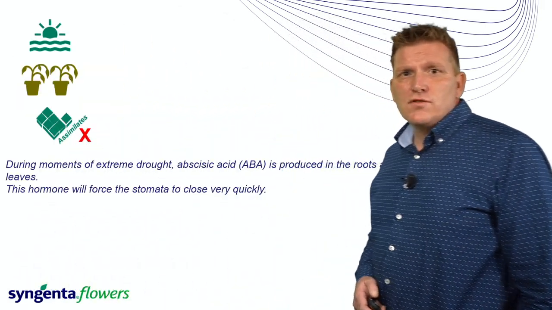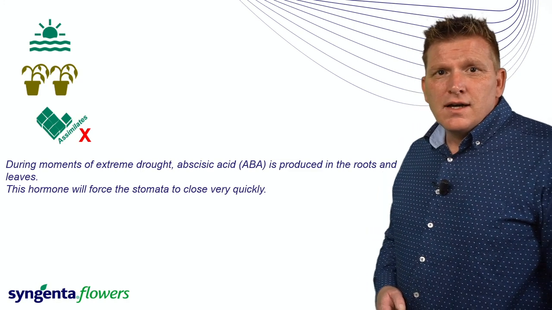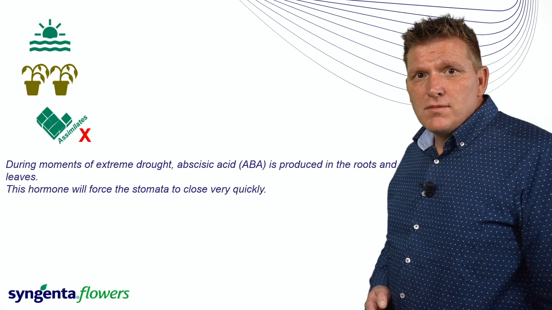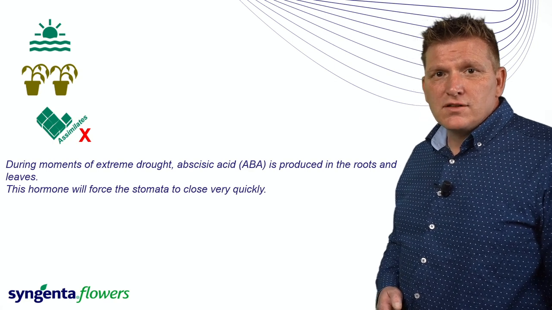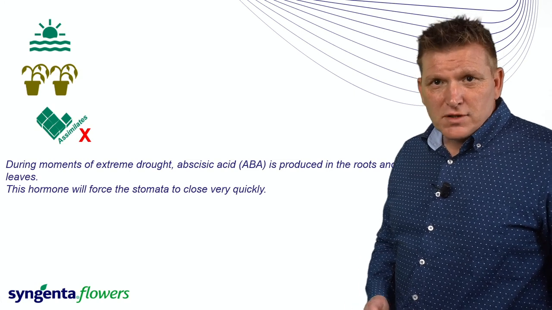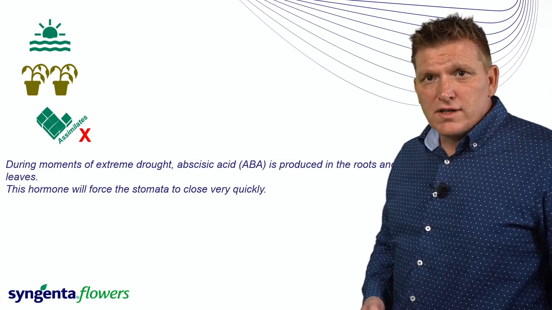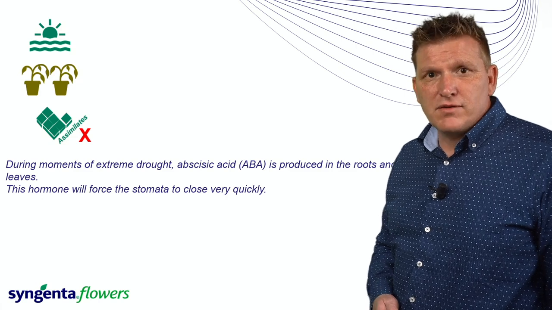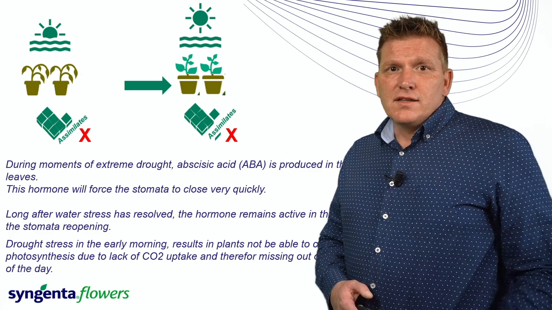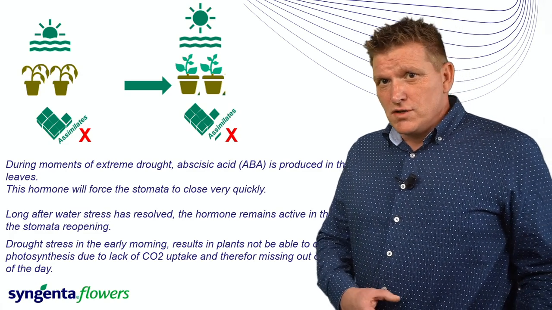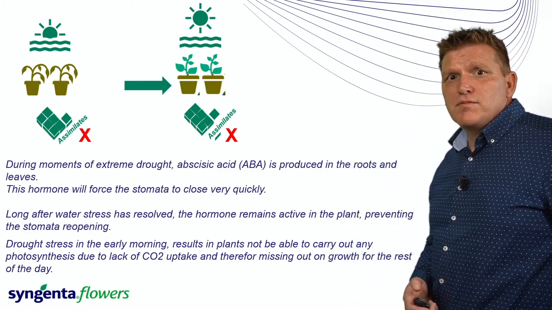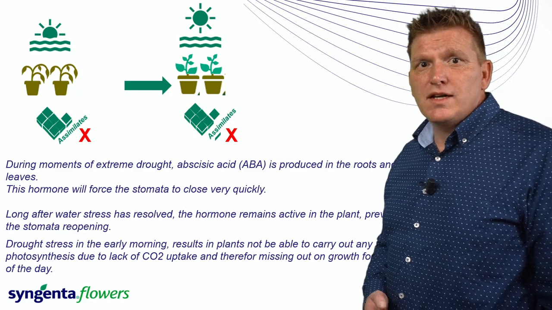So, during moments of extreme drought, abscisic acid is produced in the roots and the leaves, and this hormone will force the stomata to close very quickly. That is a kind of protection by the plant to avoid over-evaporation. But long after the water stress has been resolved, so your plants are growing healthy, the hormone remains active in the plant and prevents the stomata from reopening.